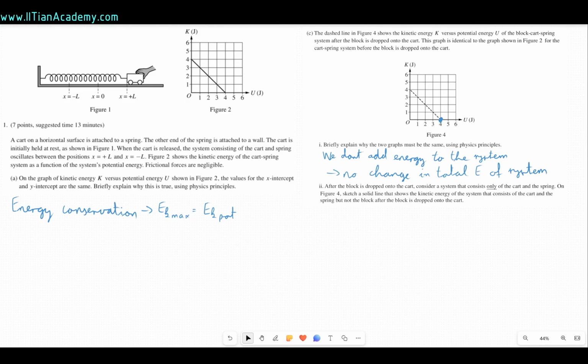However, the kinetic energy of the cart is going to decrease, and it will decrease by a factor of 4. By adding this block, we have increased the mass by a factor of 4. We know kinetic energy is 1/2 mv squared, so the kinetic energy will have to decrease by a factor of 4, making it go to 1. So this is the line that we need to draw onto the graph.